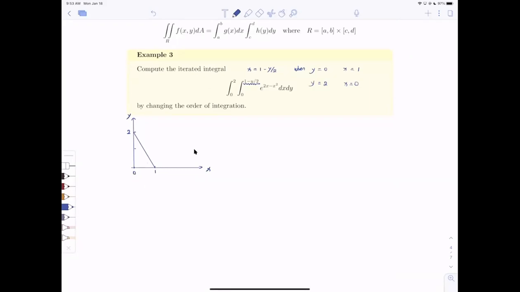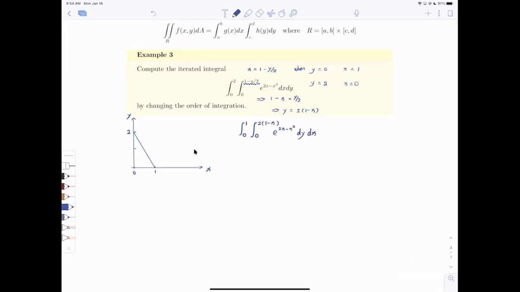So if you want to change the order of integration, x is from 0 to 1, and y is from 0 to a function. So I'm gonna write this as y equals something. So this will give us 1 minus x equals y over 2, which means our y equals 2 times 1 minus x. That means our y is from 0 to 2 times 1 minus x. Then we have e to the power of 2x minus x squared dy dx.